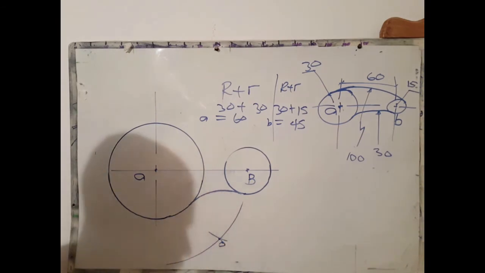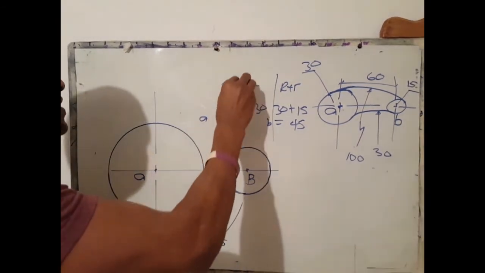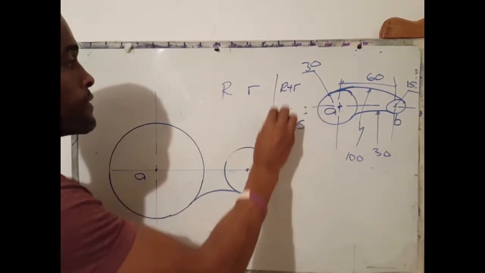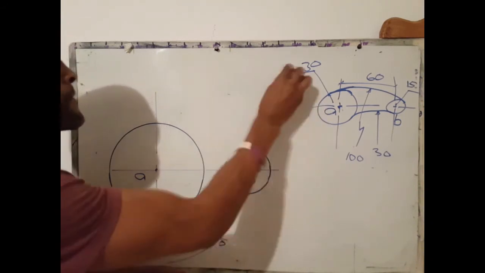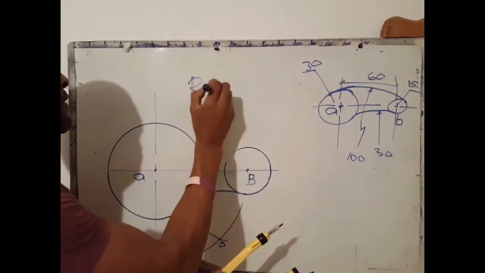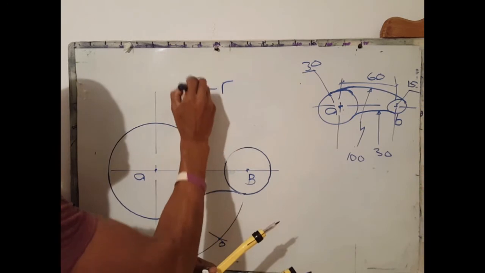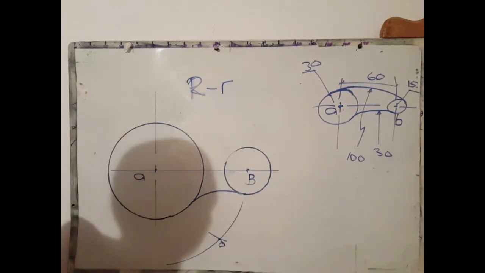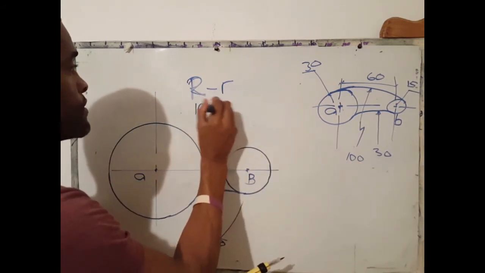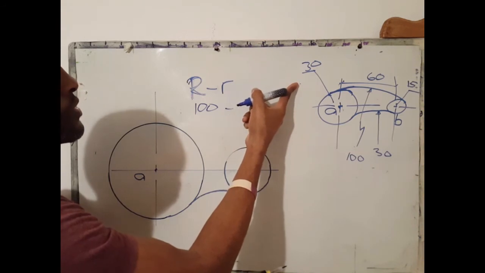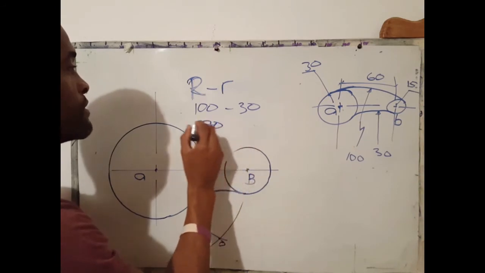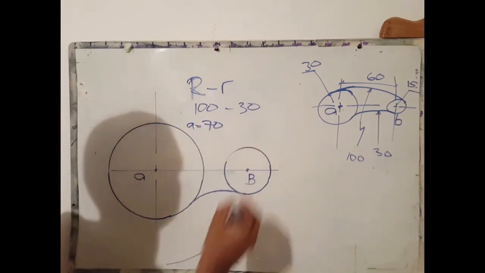Now, to move on to our second arc, the rule for the second arc is different. The rule states that for external arc, big R minus small r. In this case, big R here is 100. Subtract the first center, A center, 30. This gives us 70 millimeters. So A equals 70 millimeters.